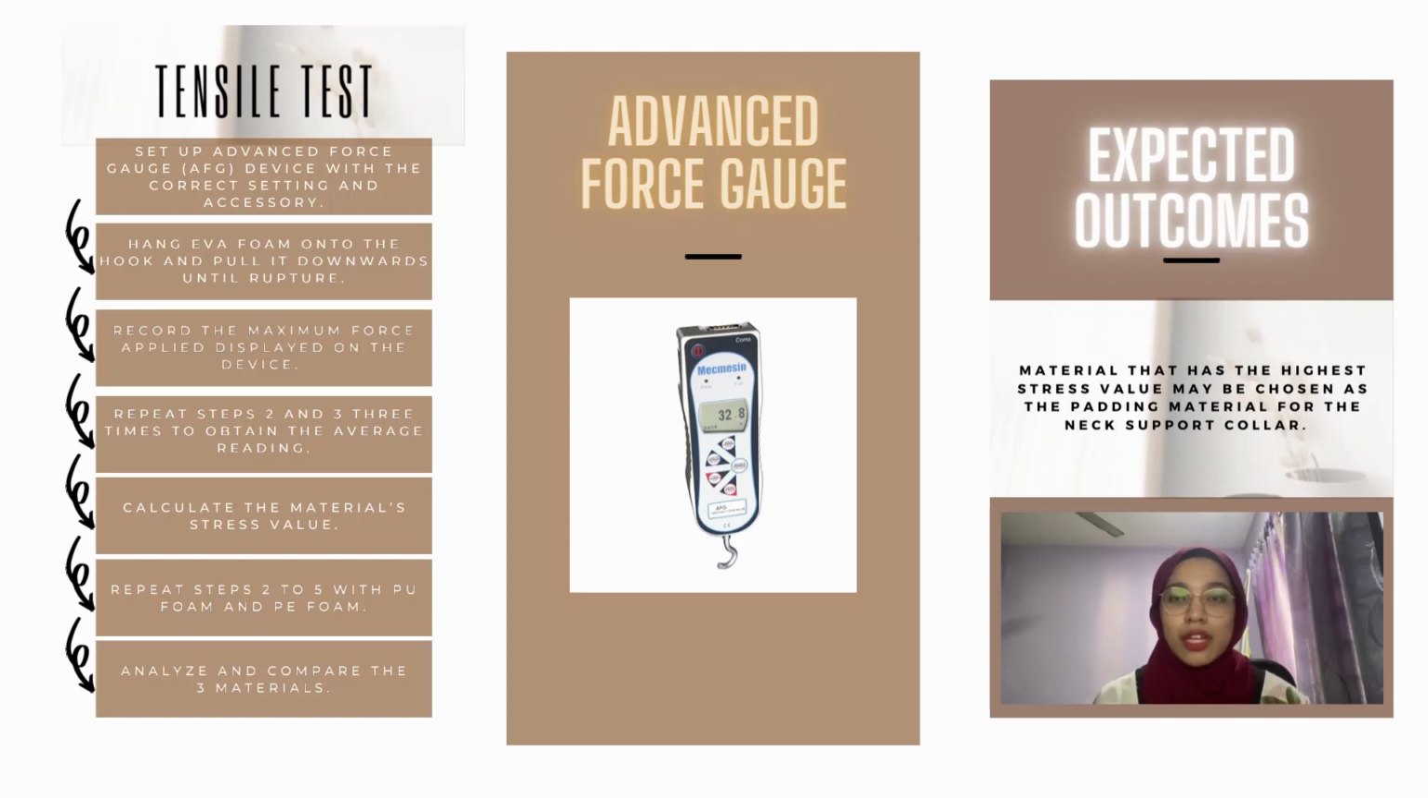So in this experiment, if the material that appears to have the highest stress value, which is the highest tensile strength, doesn't necessarily mean it is the best padding material to be chosen as the padding of the next collar. It may be the strongest, but it may be the weakest in breathability, and then the list goes on. So that's why I say the material that has the highest stress value may be chosen as the padding material for the next collar. And that's all from me.